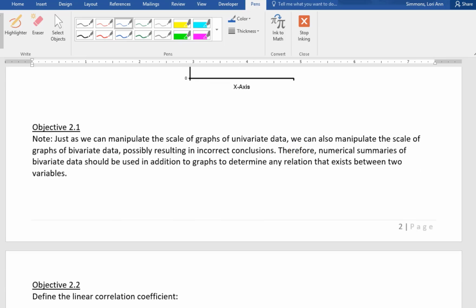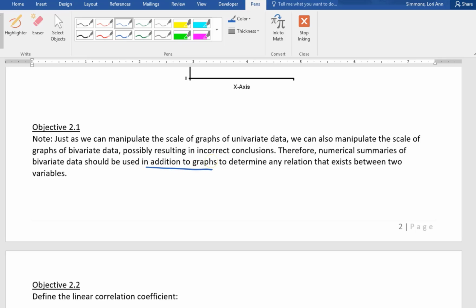Just as we can manipulate the scale of graphs of univariate data, we can also manipulate the scale of graphs of bivariate data, possibly resulting in incorrect conclusions. Therefore, numerical summaries of bivariate data should be used in addition to graphs to determine any relation that exists between two variables.